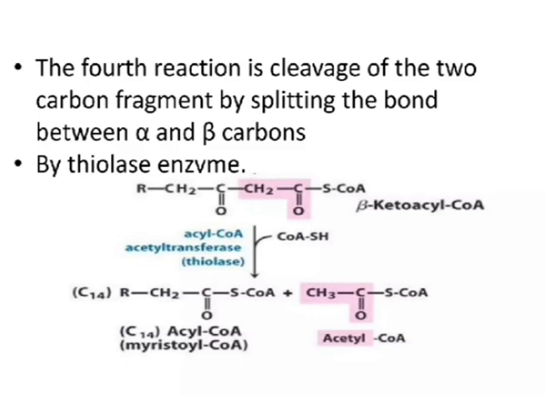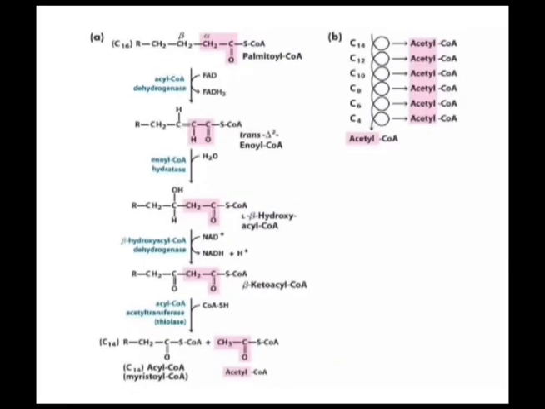The fourth reaction is cleavage of the 2-carbon fragment by splitting the bond between alpha and beta carbons by thiolase enzyme. Let's go through the 4 recurring steps of one beta oxidation cycle. In the first step, palmitoyl-CoA gives trans-enoyl-CoA with the help of acyl-CoA dehydrogenase and produces FADH2.